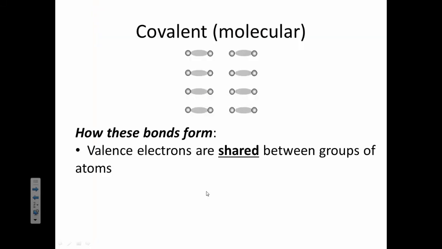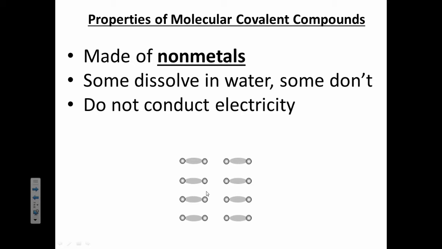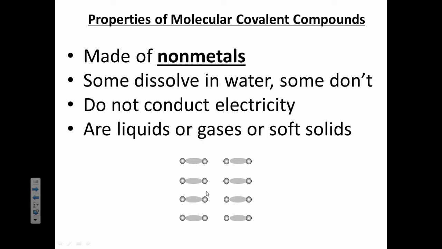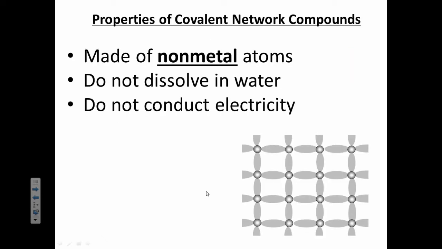Covalent bonds, they form when electrons are shared. They call these molecules. Some properties: they sometimes dissolve, they don't conduct electricity, and they're often liquids or gases. Network covalent, they form a network of connected atoms, hence the name. Those electrons are shared in all directions. Because of that, they don't dissolve, they don't conduct electricity, and they tend to be very hard solids.